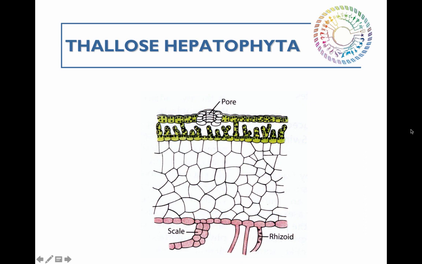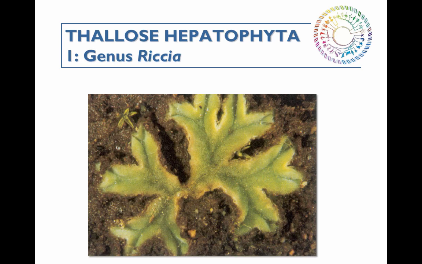Now I'm going to give two different examples of thallose hepatophyta. The first one, a very simple one, and then the second one, a little bit more complicated. The simple one belongs to the genus called Riccia. And Riccia is normally a free-floating aquatic hepatophyta. Sometimes, of course, if the water dries out a bit or drains away, the Riccia plant will end up growing on wet mud. And that's what you can see in this photograph.